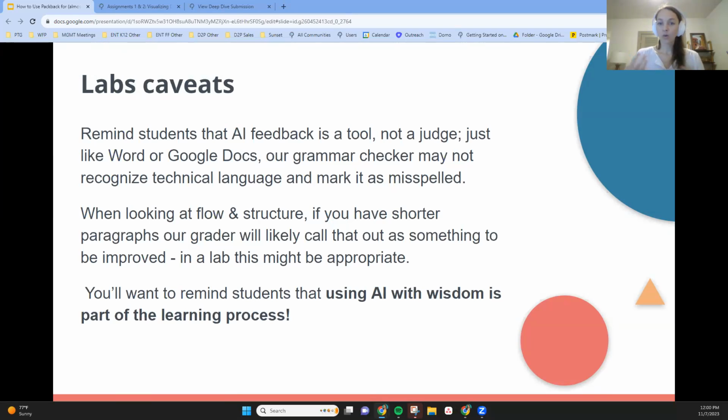So just like Word or Google Docs, our grammar checker is not going to necessarily recognize technical language, and it may mark something as misspelled, but it's not misspelled because this is really a technical word that we wouldn't know. There were some formulas in there. There's no way that we know that that is not technically a correct formula, which we also don't want to say that we need that, because we are not content experts over here. We want the instructor to be the content expert. We want the students to work towards being those content experts as well. You'll also notice that our flow instructor, the general guidance, is it'll tell students, hey, that paragraph's pretty short.